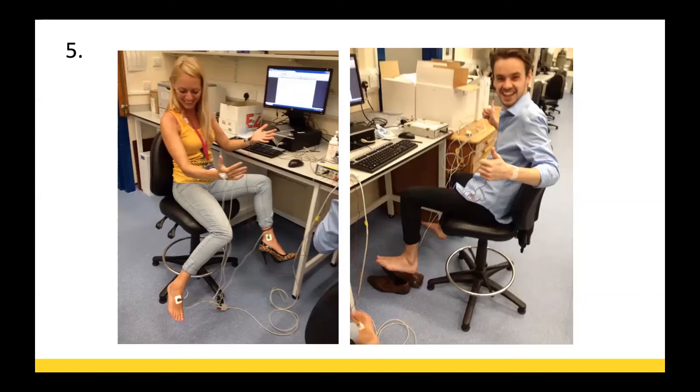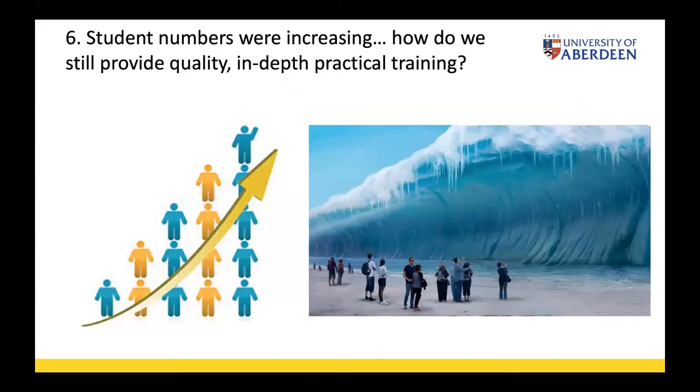So one of the things we faced in recent years is that our student numbers were increasing. In our school, we keep talking about this thing called the tsunami. Our current honours year is the biggest we have ever had in the history of our school. Rather inconvenient, we thought it was going to be hard enough to deal with that under normal circumstances, but given our current circumstances, all these people were taking their honours finals in the middle of this global pandemic. So for several years, we've been thinking about how we cope with increasing numbers and how we still provide quality, in-depth, practical training.